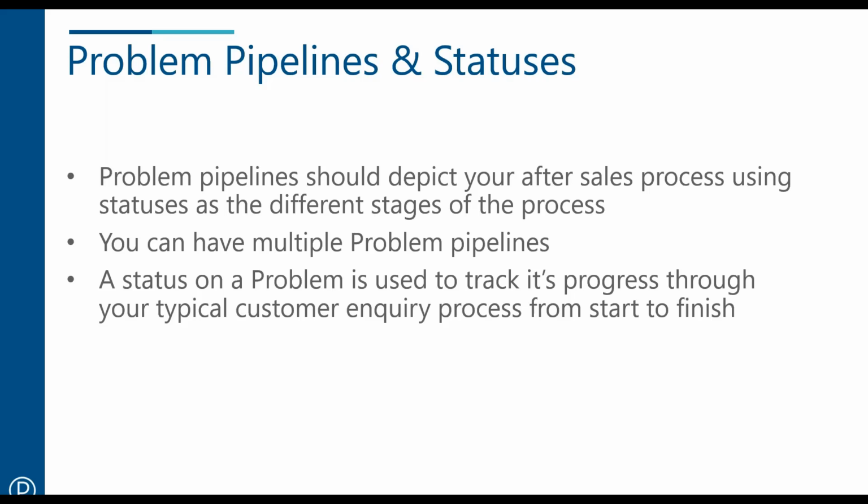go through. For example, your first status may be acknowledgement sent, and the next could be in hand, then finally having either confirmed successful or unable to progress as your closing statuses within the pipeline.